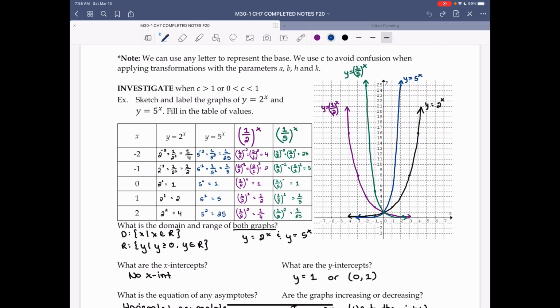This is Editing Corey here. We have an error here in the range of y equals 2 to the power of x and y equals 5 to the power of x. I put the range is y is greater than or equal to 0. That should just be y is greater than 0. So erase the equals to, and now we just have y is greater than 0.